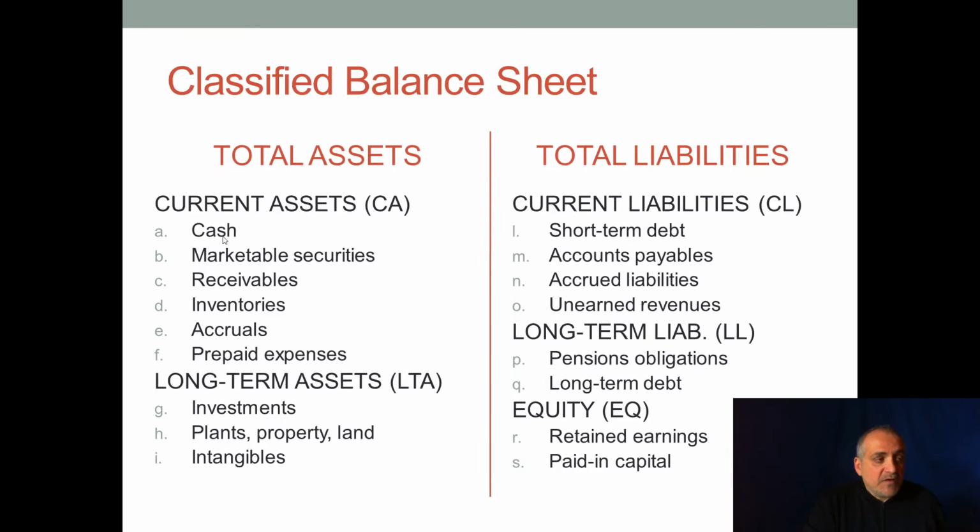In current assets, we find cash, which includes bank accounts. We find marketable securities, which means usually bonds, short-term bonds, something that you keep there and you use it as a way to put your liquidity in something that has a better yield, a better interest on it, okay? Receivables, inventories, accruals, and prepaid expenses.